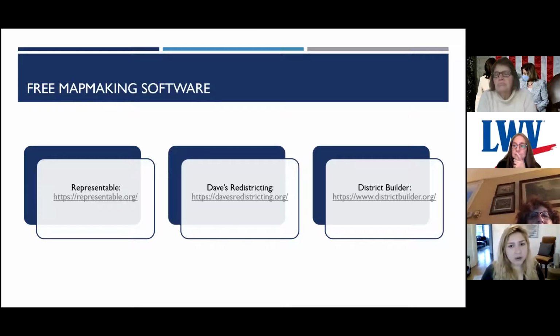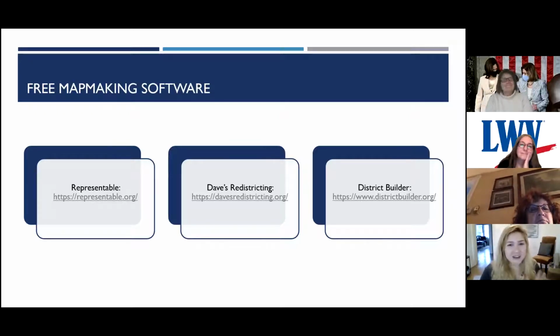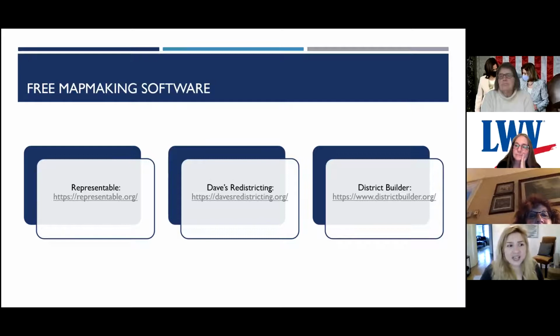Such a great tool. Dave's Redistricting app is a lot more intense. It's for true map makers. They have a lot of excellent tutorials on YouTube, but that one is for when you really want to dig in and play with population density and all kinds of the nitty-gritty census data. If you really want to dig into redistricting, Dave's Redistricting app is fabulous. And District Builder is kind of a combination of the two.